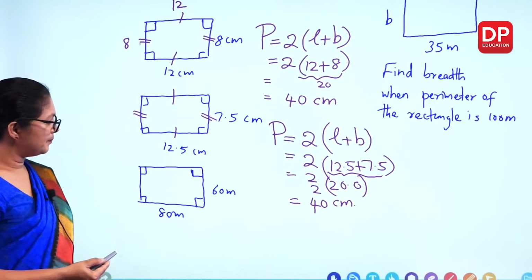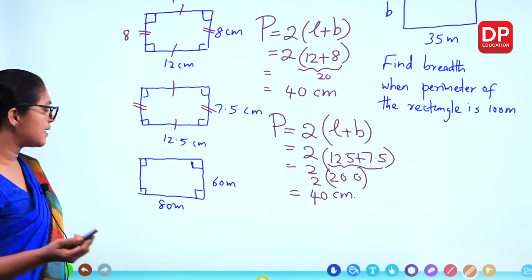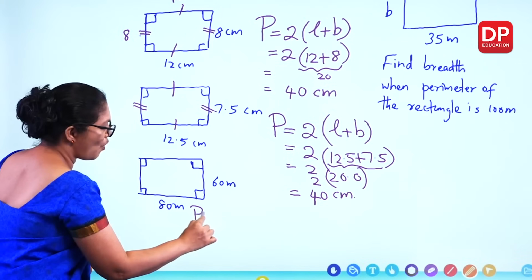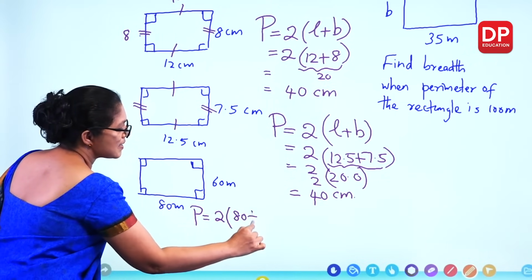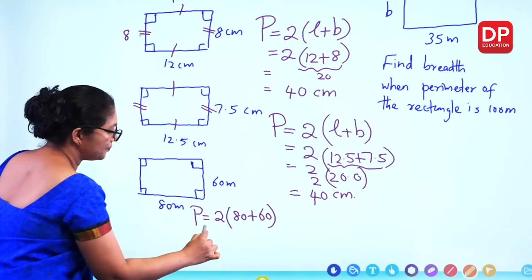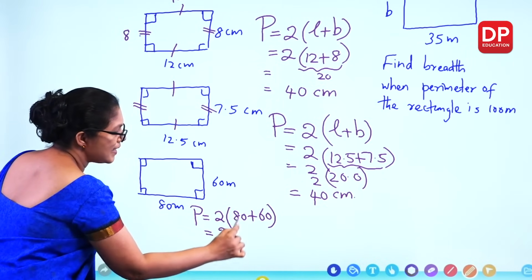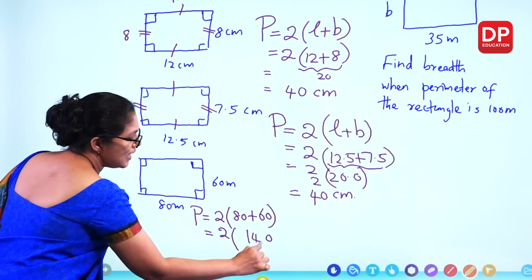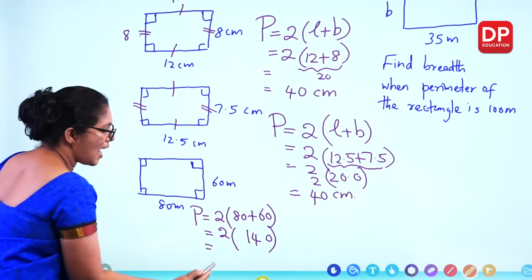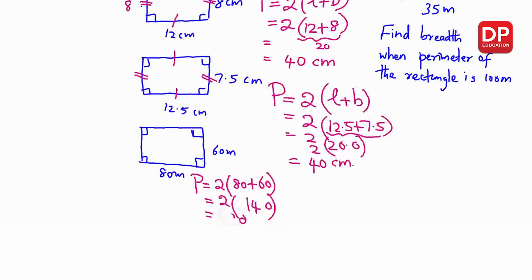Now look at this one. This is also a rectangle. Straight away you can use the formula. 2 times length plus breadth. When you simplify this, you can add it together. 8 plus 6 is 14, so 140. 2 times 140, you get 280. So this is in meters, so the unit we have to use is meters.